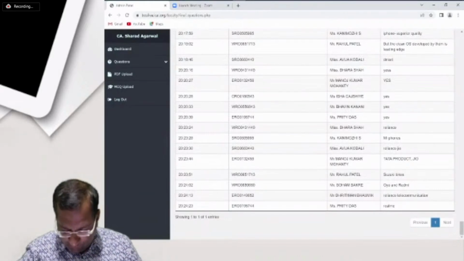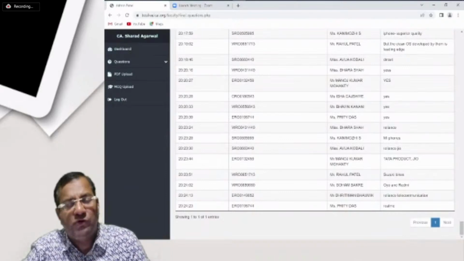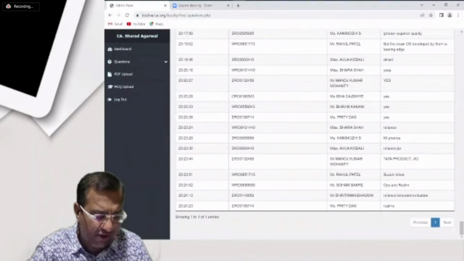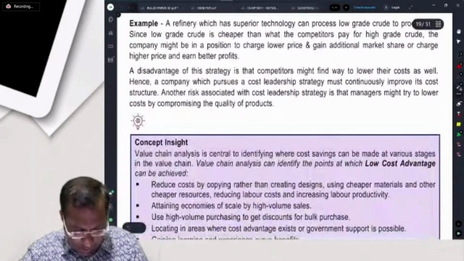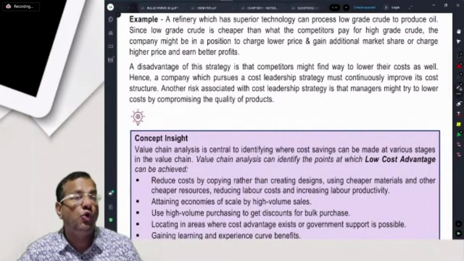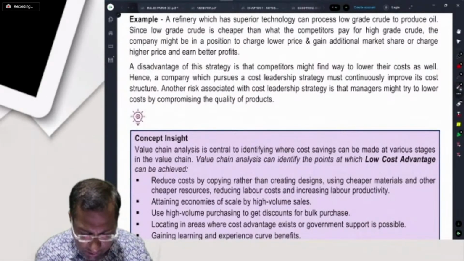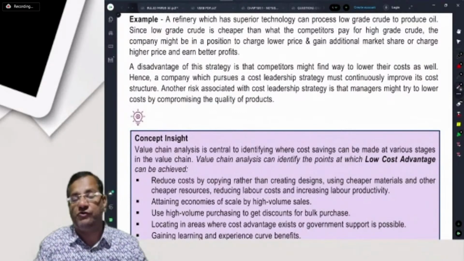Okay. Other names can also be there. I don't say that this is the only example, but the undisputed example I have seen in the industry is DMart. Okay, beta. Now there are some disadvantages associated with low cost advantage. A disadvantage of this strategy is that competitors might find a way to lower their cost as well.